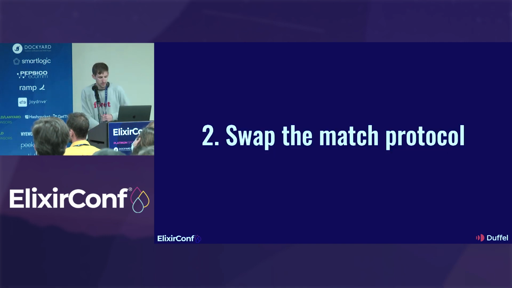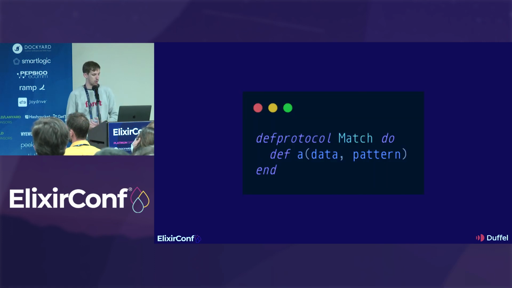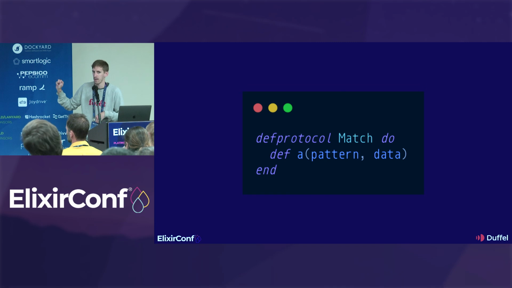Cool. The next thing we're going to do is actually swap the argument order of the match protocol. So this is the protocol that we had before, and we were dispatching on the data type. Now we're going to dispatch on the pattern. And what this has done is given us a seam, right? Because now we can add new top-level patterns by implementing this for them, okay?